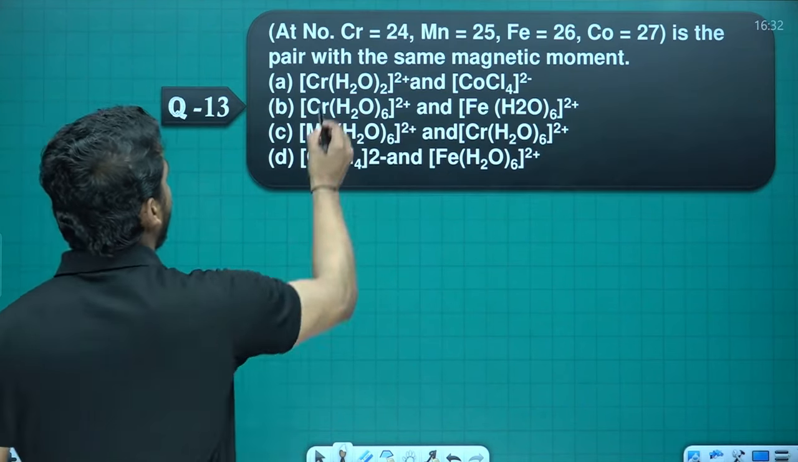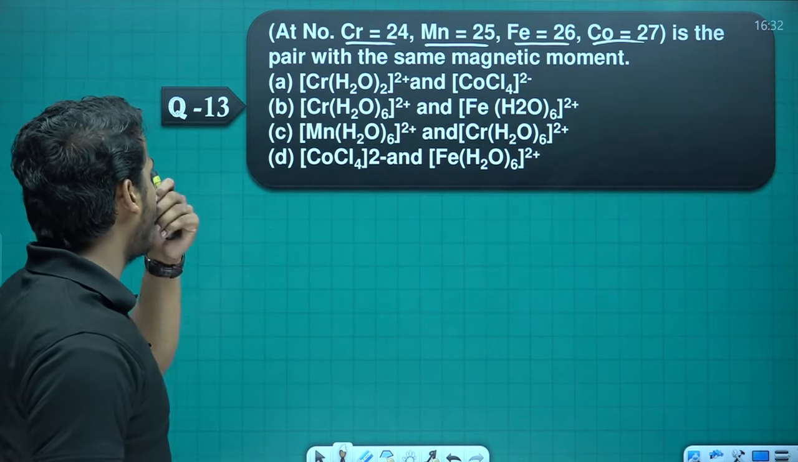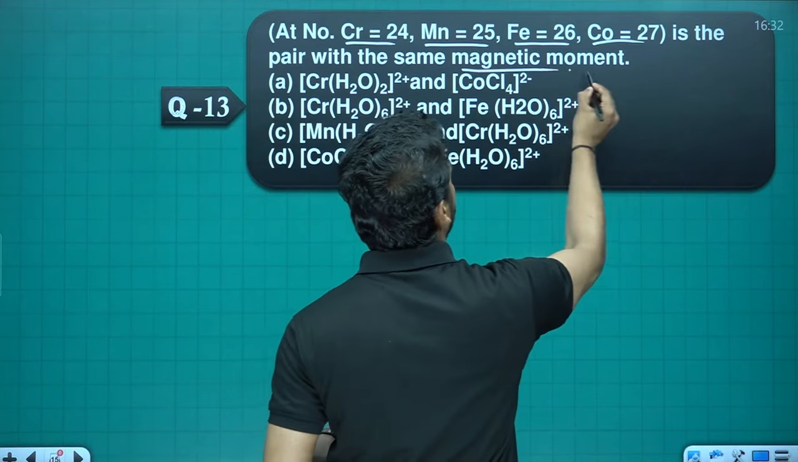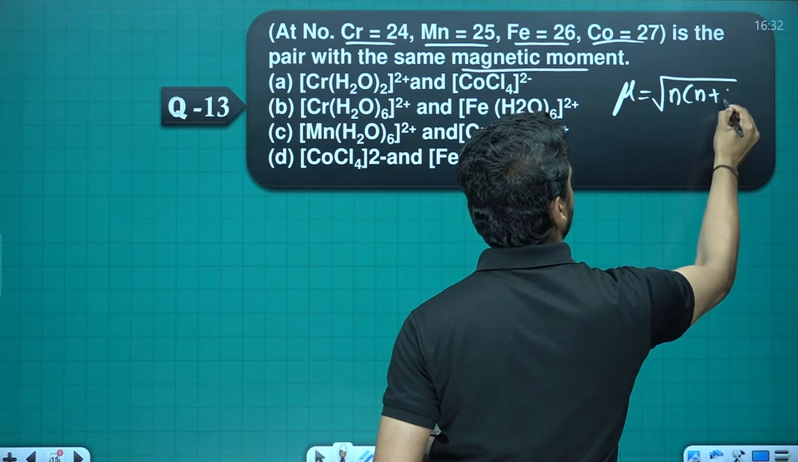Next one. Atomic numbers of chromium, manganese, iron, cobalt and others are given here. Which pair has the same magnetic moment? Magnetic moment is calculated by the equation root of n into n plus 2.